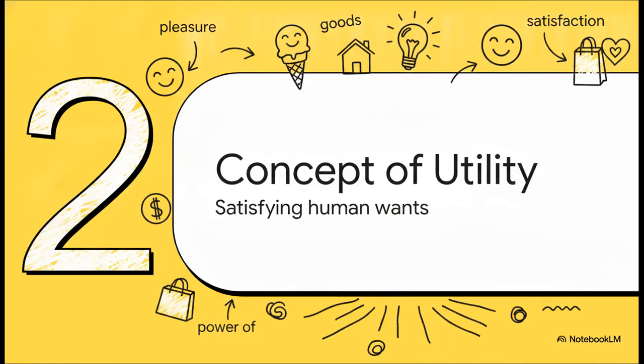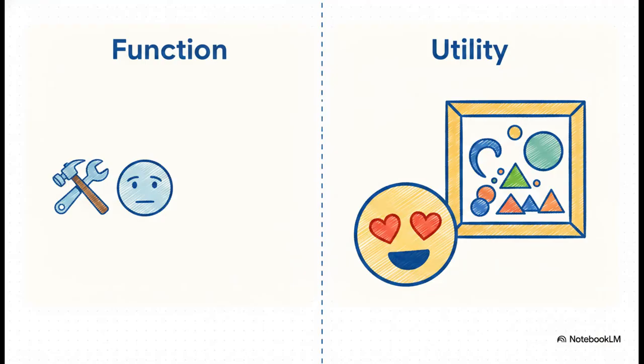Moving right along to Section 2, the concept of utility, power to satisfy human wants. Utility is basically the pleasure or satisfaction you derive from consuming a good or service. But, and this is a really crucial point, we have to clearly separate usefulness from utility. They're absolutely not the same thing.